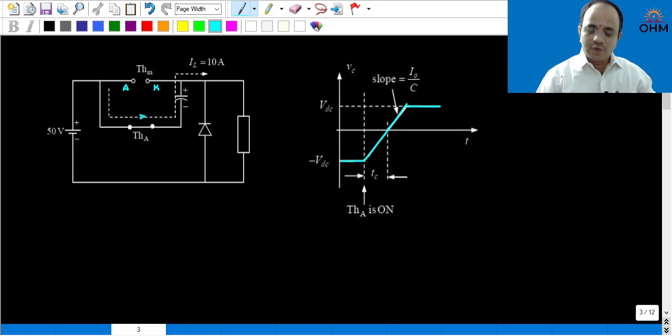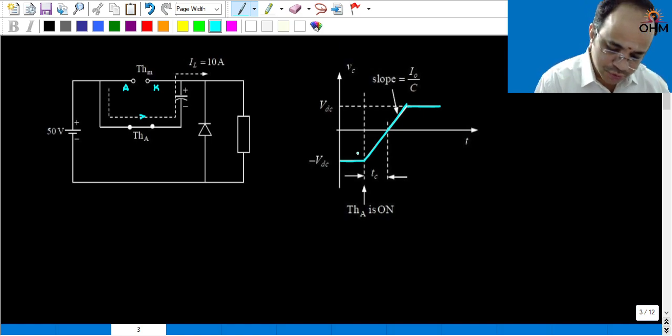Now we need to calculate the circuit turn off time. If you recollect the definition of circuit turn off time, it is the time for which the negative voltage is applied across the thyristor in such a way that the current comes to 0 and the device gets turned off.